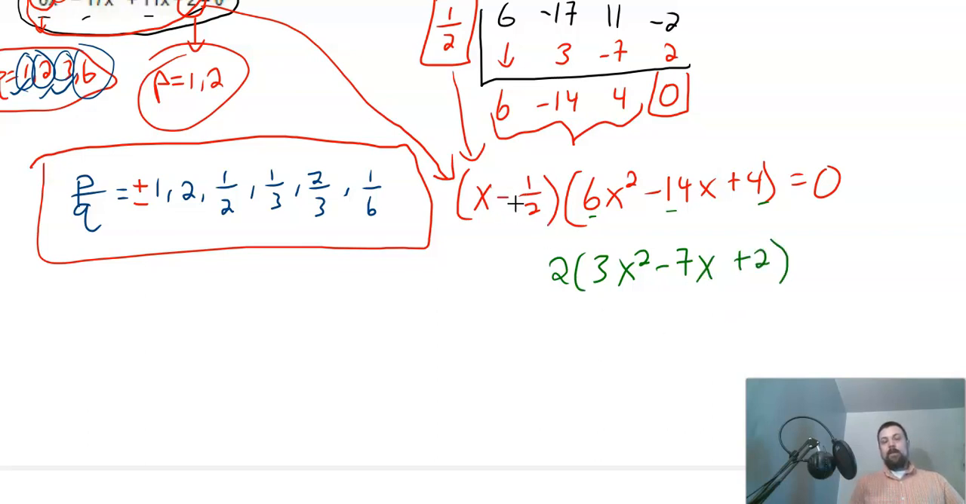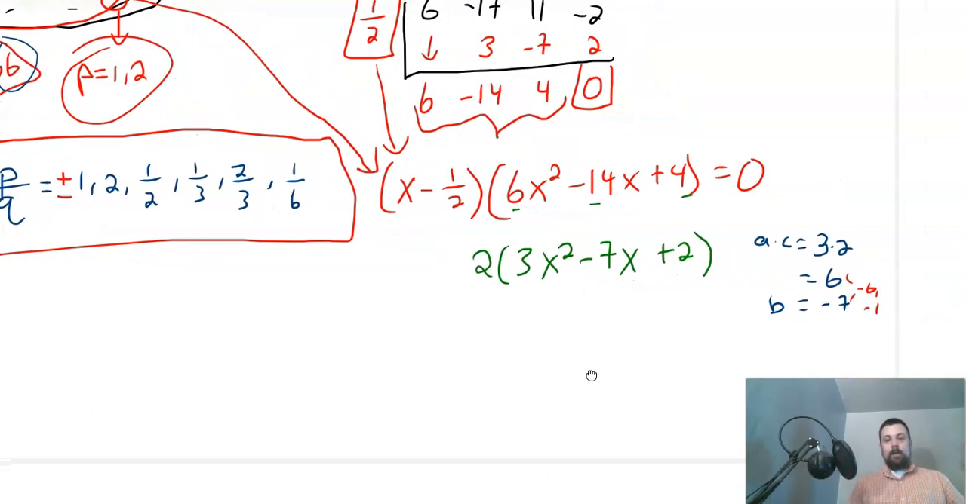And I'm just going to leave this factor out of the picture. We already have the answer from that factor anyways, so I don't really even need it at this point. I'm just going to focus on getting this factored. We can use the AC method, which tells me to take a times c, which is going to be 3 times 2, which is 6, and then b is negative 7. So I need two numbers that multiply to positive 6 and add to negative 7. That's going to be negative 6 and negative 1.